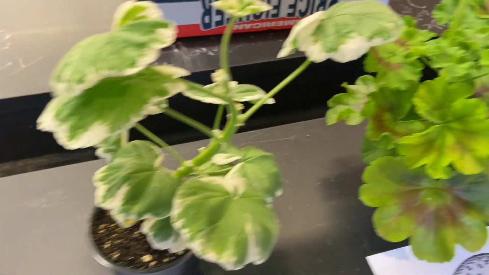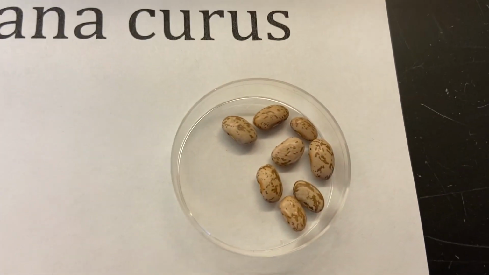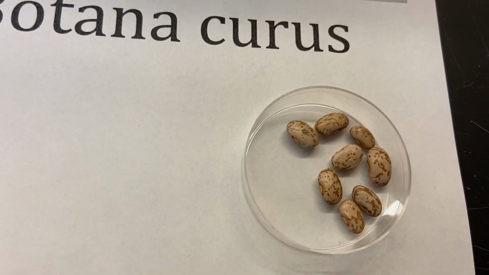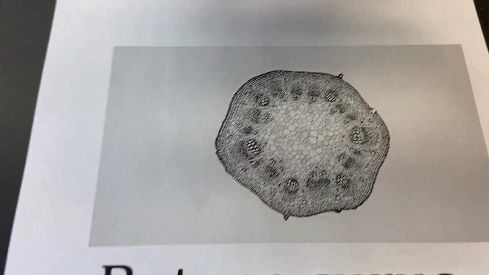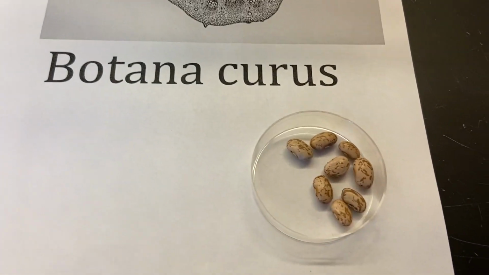Okay, we have done the structure of the plants. We looked at all these plants. Now we're going to come back and we have to look at two more features. We have to look at the seeds, and then we have to look at the stem structure of each. So let's do the seeds for Botanicurus.